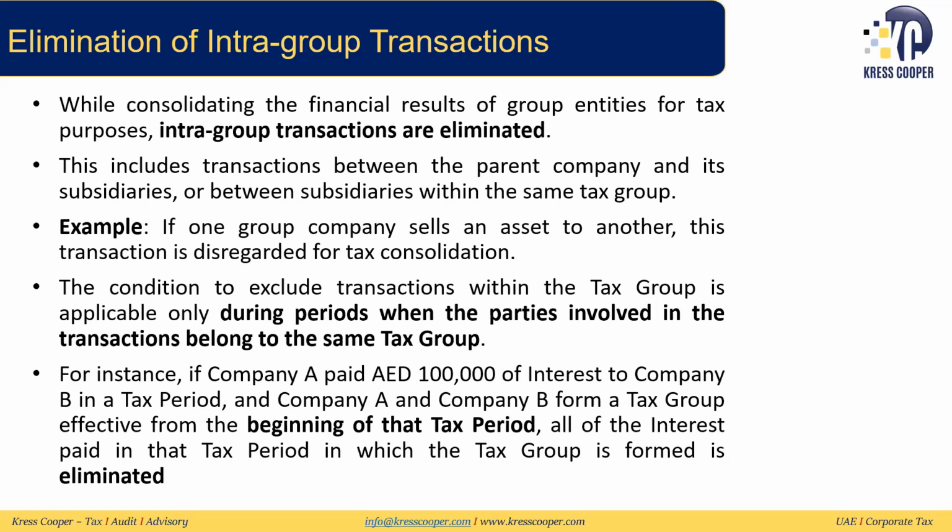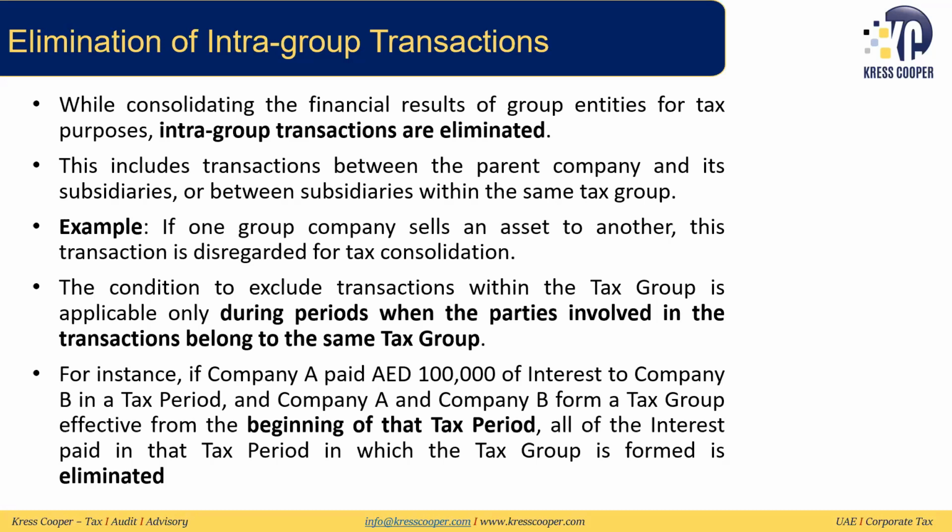So let's take an example. If company B sells an asset to company D, this transaction will be disregarded for the tax consolidation. The important thing to note here is that this transaction has to take place during the tax year where all these parties, A, B, C, D, were part of the tax group.